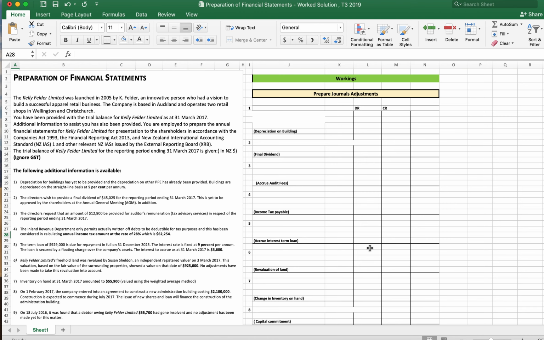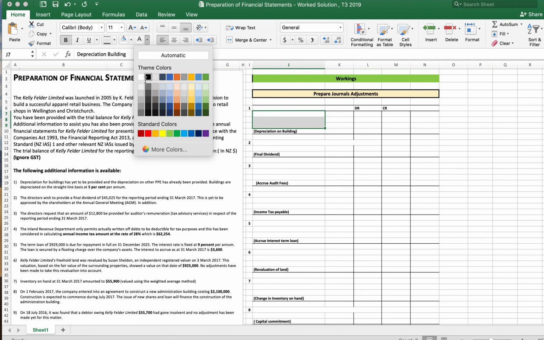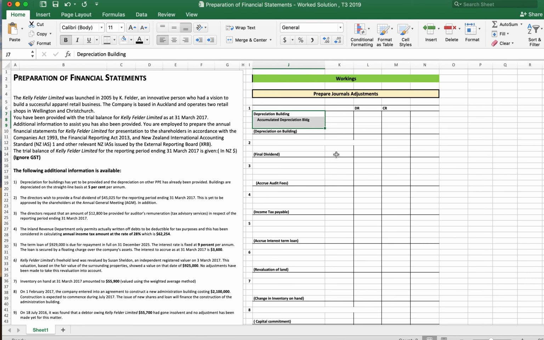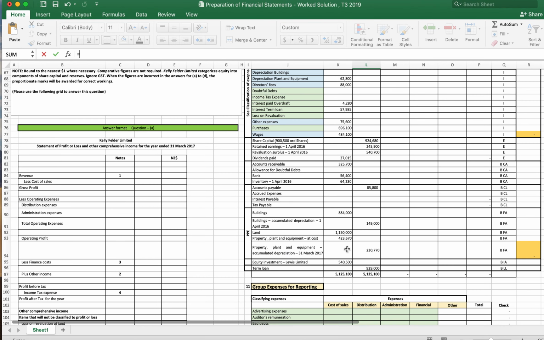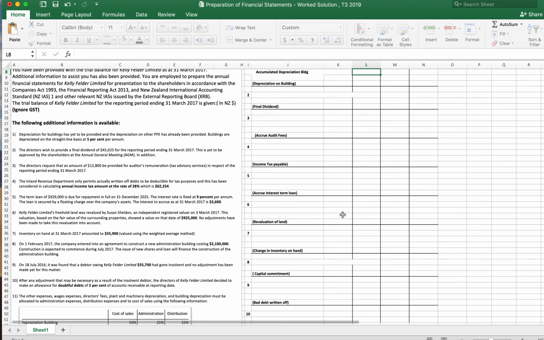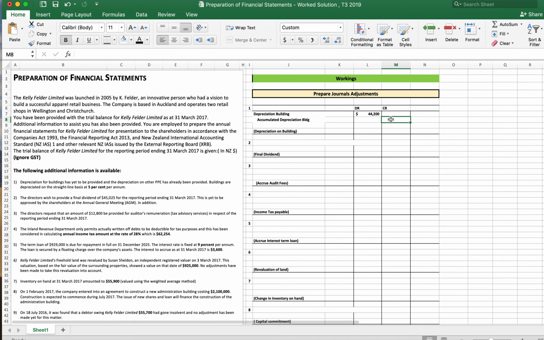Right, let's kick it off. So you've got the trial balance. First thing is depreciation. Just so you don't have to watch me type, I have typed in some of the stuff like words, which isn't a big deal. You don't need me to show you how to type. Depreciation on the building, we know it's 5%, we know it hasn't been calculated. I go down here, find the value of the buildings, and that is times 0.05. So that's the depreciation I need, and that will increase the accumulated depreciation.